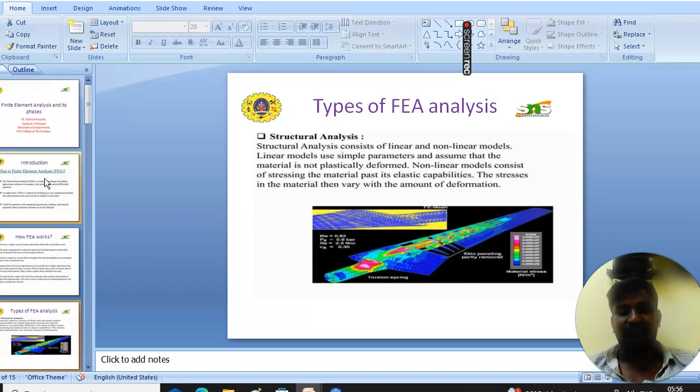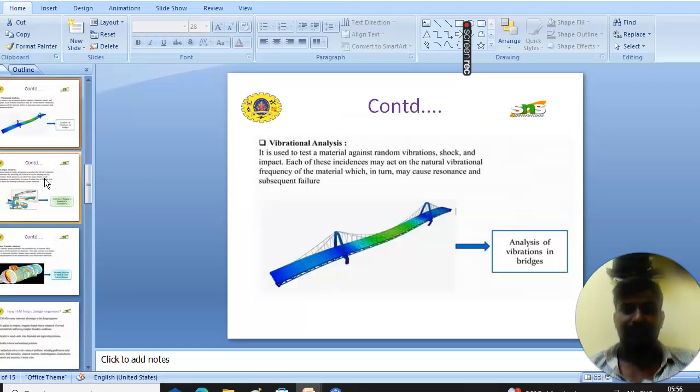Next, you will see the types of FE analysis. First is structural analysis. Structural analysis consists of linear and non-linear models. Linear models use simple parameters and assume that the material is not plastically deformed. Non-linear models consist of stressing the material past its elastic capabilities. The stress in the material then varies with the amount of deformation. The next is vibration analysis, used to test a material against random vibrations, shock, and impact. Each of these incidents may act on the natural vibrational frequency of the material, which in turn may cause resonance and subsequent failure.